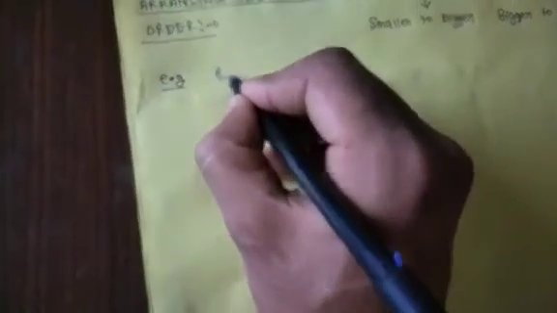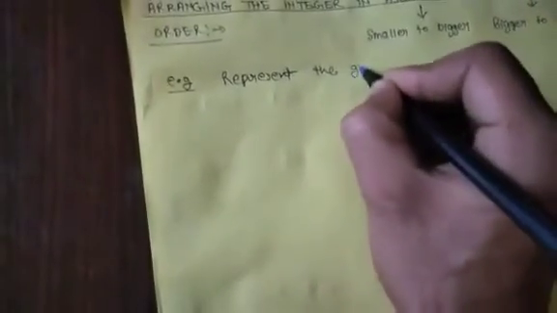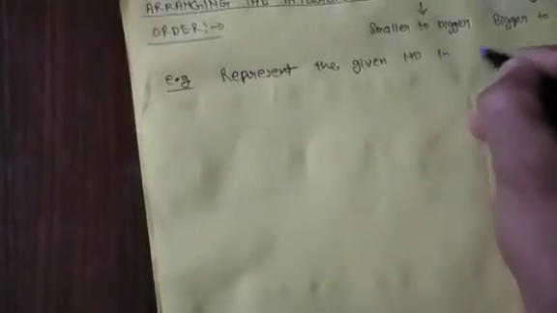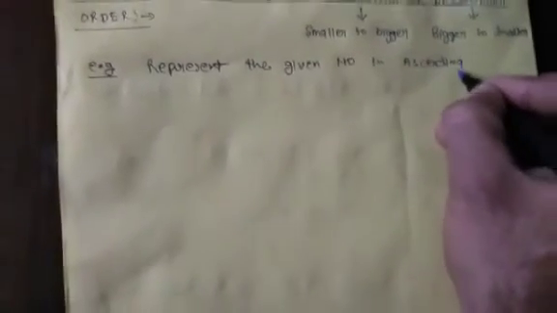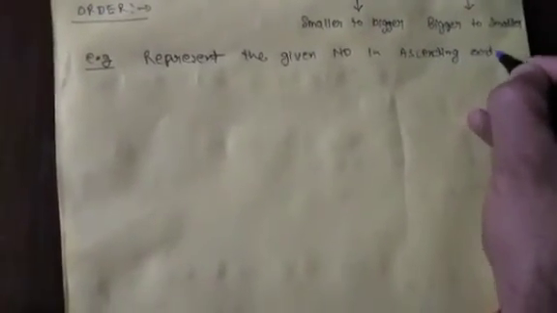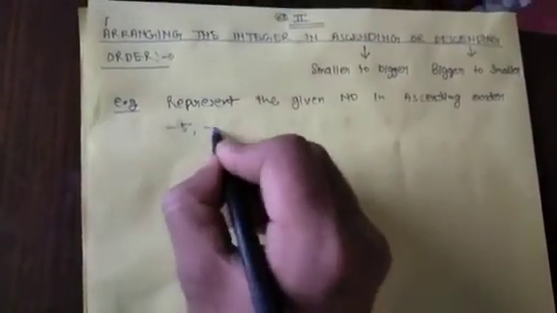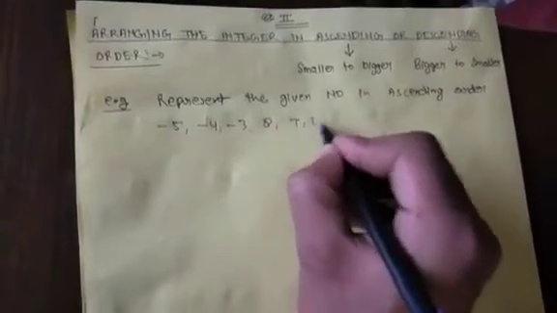Like I'm taking here: represent the given numbers in ascending order. We can take an example here of how we can represent the given numbers in ascending order. I'm taking an example: -5, -4, -3, 8, 7, 12, 0.